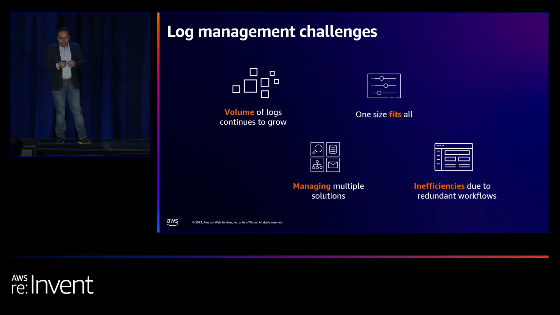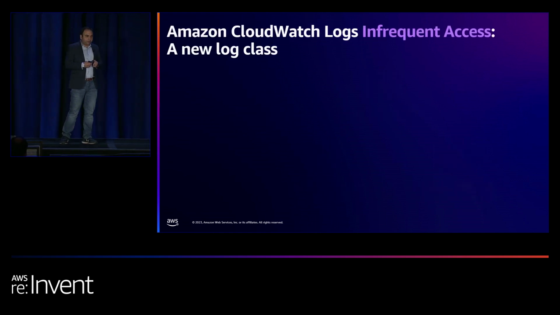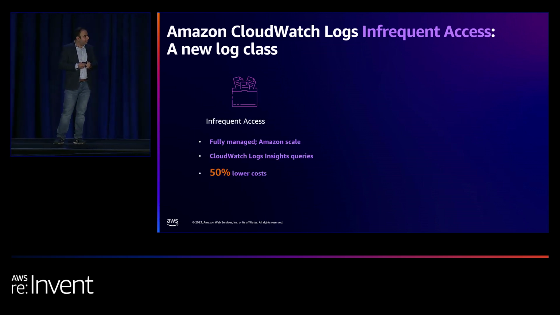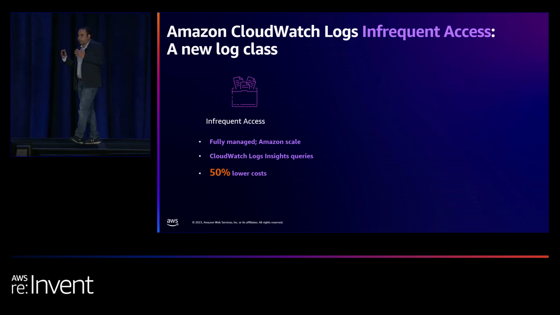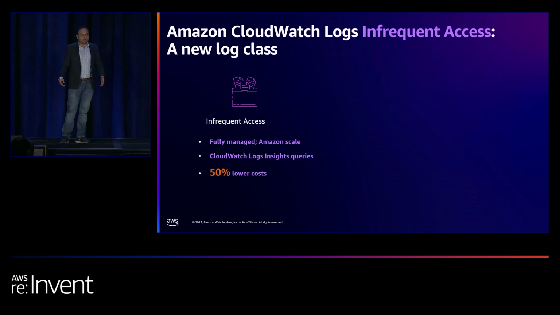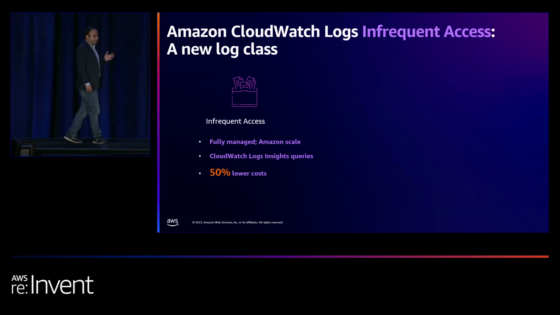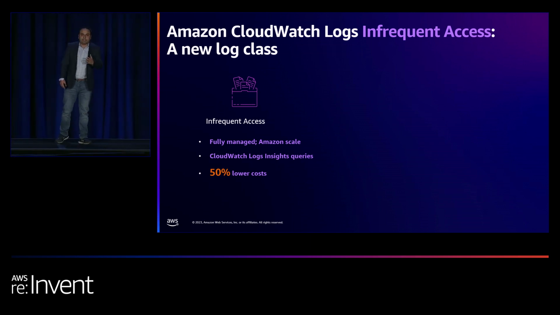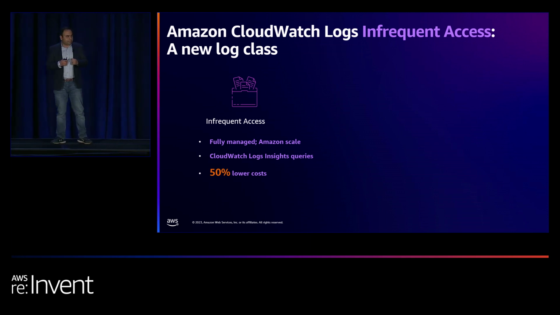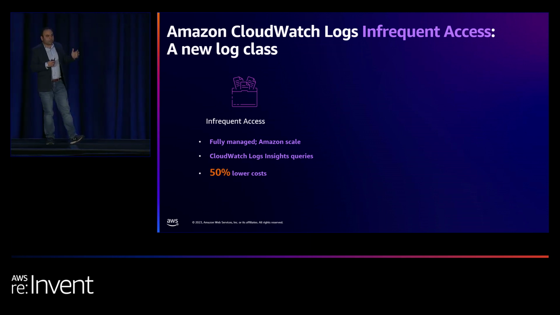So to solve this problem, we announced yesterday a new log class within CloudWatch called infrequently accessed logs. What this class provides is the scale, reliability, security, and the fully managed experience that you already have with CloudWatch at our scale. I don't know if you recall the original slide, 11 quadrillion metrics and 7 exabytes of logs ingested per month on average. That's the scale we operate and build our services at. So you get those benefits.